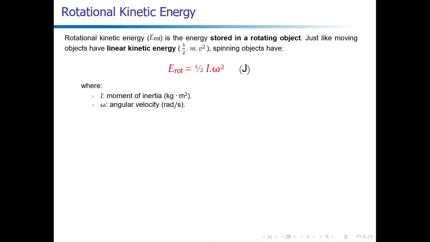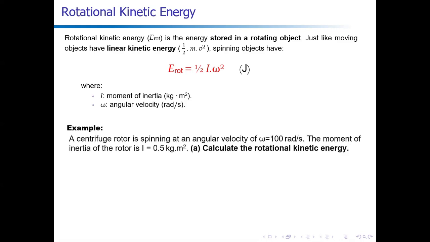We've looked at how things spin and accelerate. Now let's talk about the energy stored in that rotation. What is rotational kinetic energy? Just like moving an object has linear kinetic energy, with half multiplied by mass multiplied by velocity squared, a spinning object stores energy too, called rotational kinetic energy. We calculate rotational kinetic energy using the following equation, where rotational kinetic energy is equal to 1/2 multiplied by the moment of inertia multiplied by angular velocity squared.